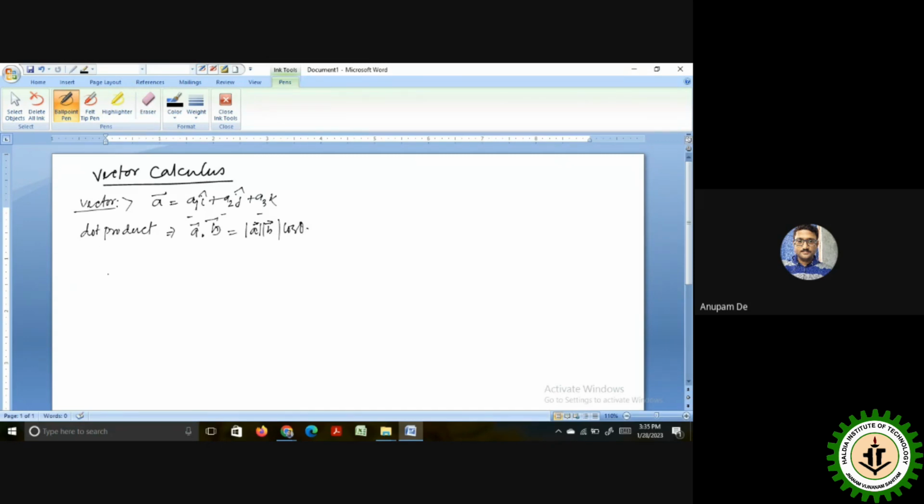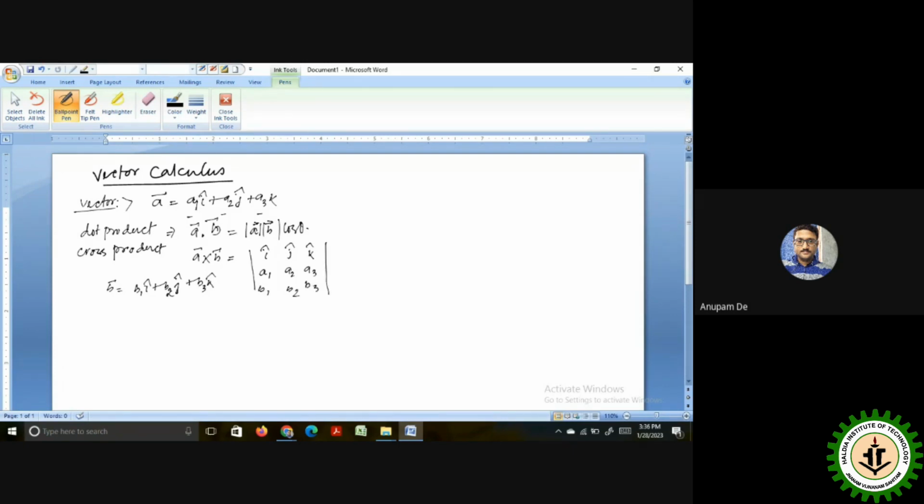Next, what have you learned? You have also learned the cross product. What is a cross product? Cross product is basically a cross b, and its expression is denoted by the determinant with rows i, j, k, then a1, a2, a3, and if b has the components b1i plus b2j plus b3k, then the last row will be b1, b2, and b3.